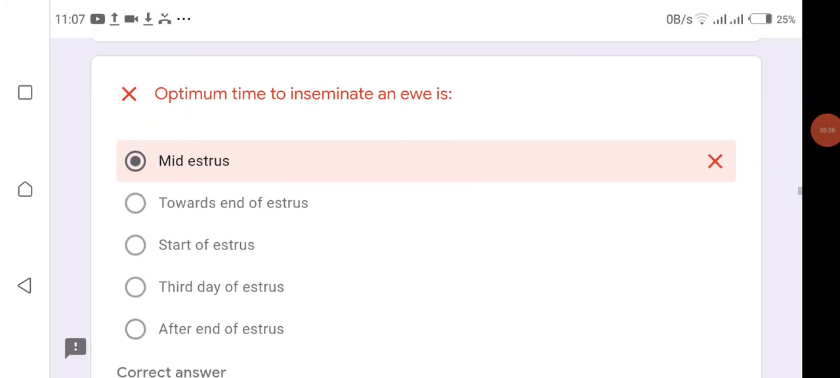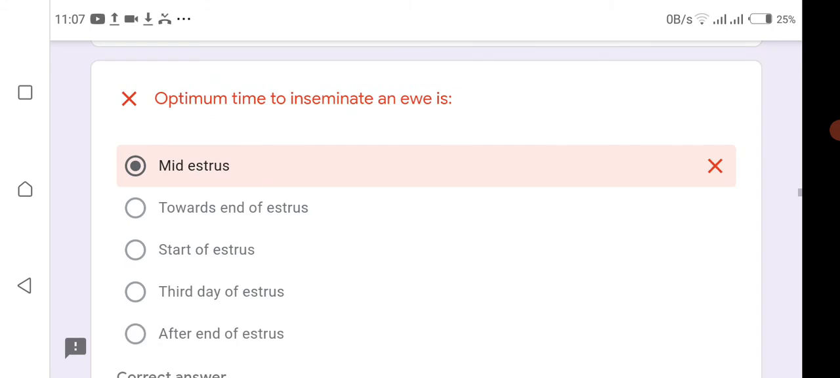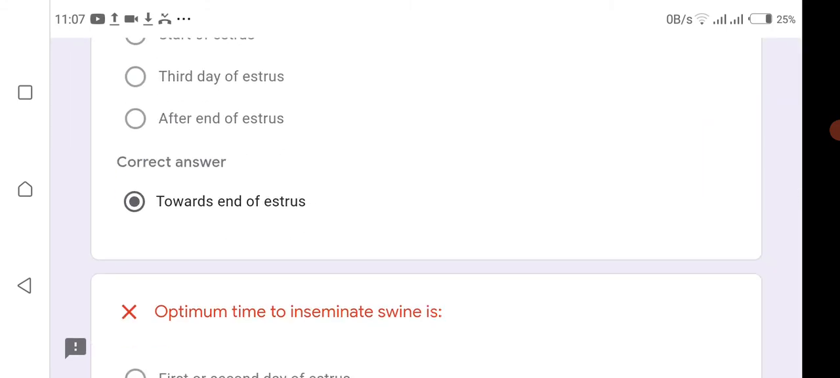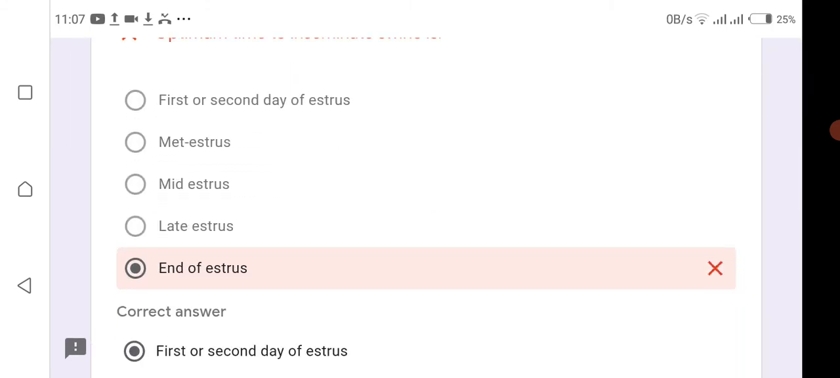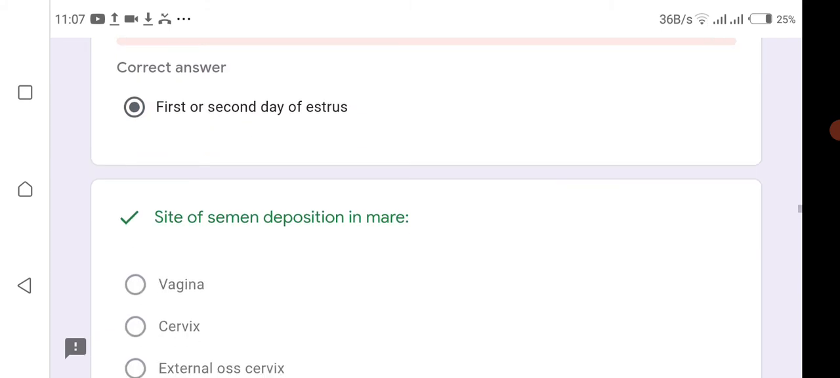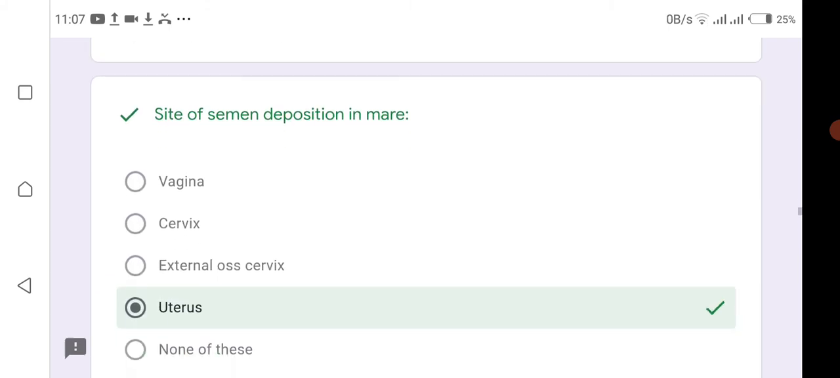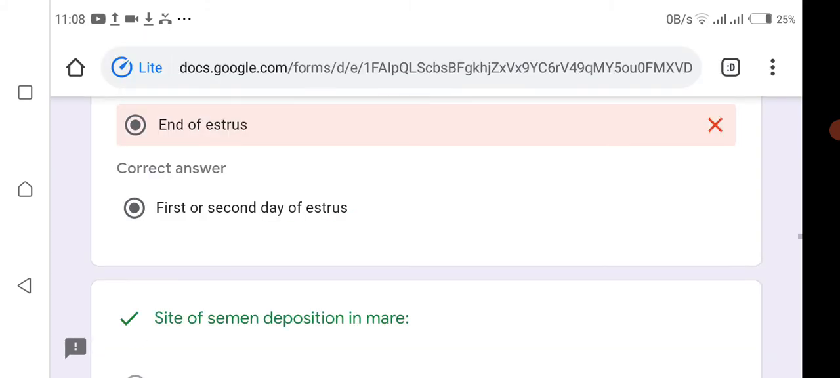Optimum time to inseminate ewe is end of estrus. At end of estrus, ewe is inseminated and swine is inseminated at first or second day of estrus. Site of semen deposition in mare is uterus.